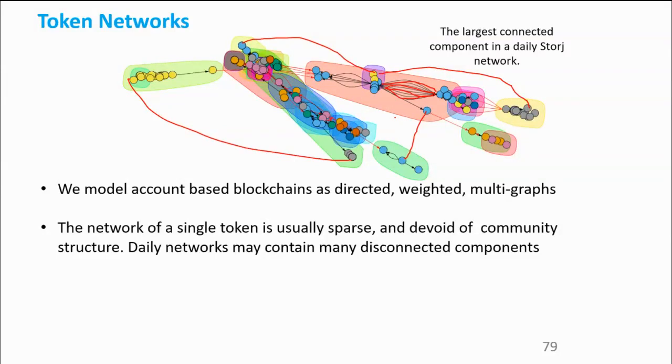When you look at core decomposition in this graph, for example, 99% of the vertices belong to core 1. That means most of them have just one edge, or when you delete the edges, they don't form any communities. The token network is very sparse, devoid of community structure, and daily networks may contain many disconnected components as well. So here I am showing you one graph, but there can be another disconnected component like this.